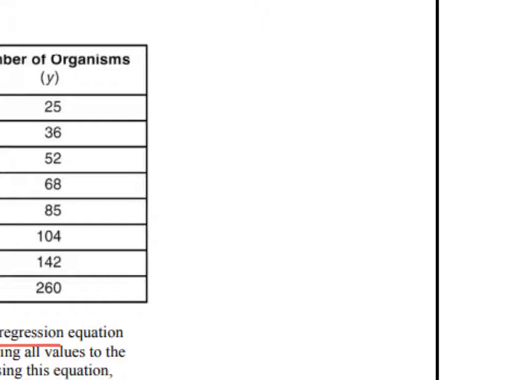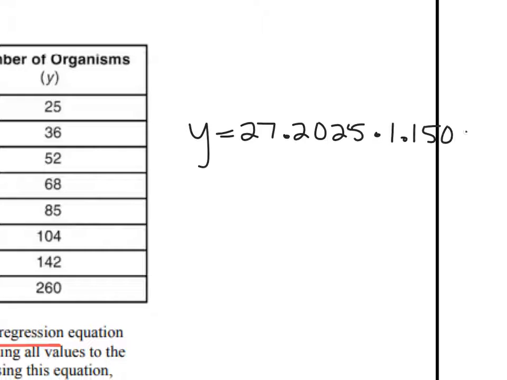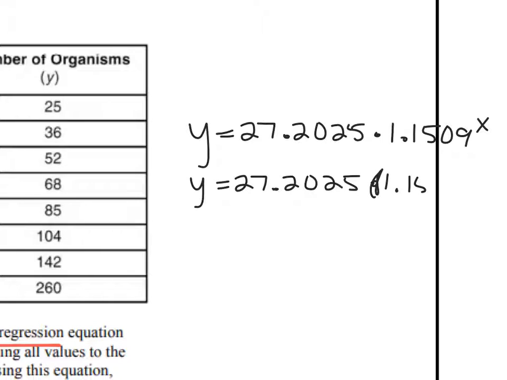Borrowing your paper. It looks like you just wrote 27.2025, 1.1509. Ooh.